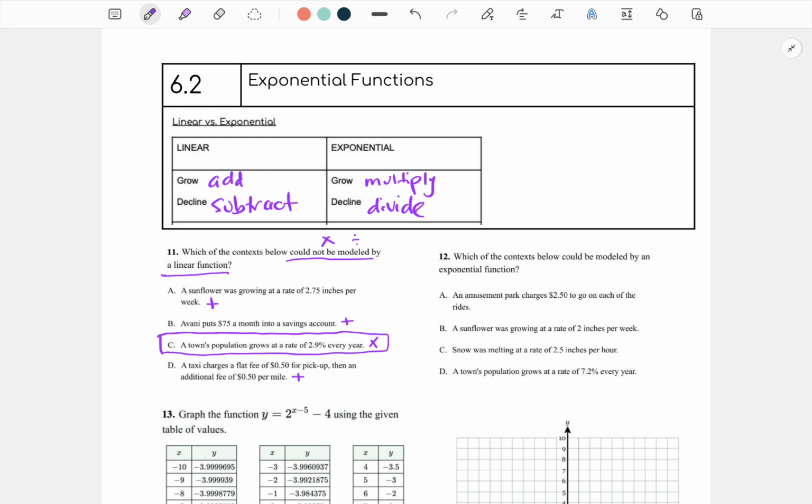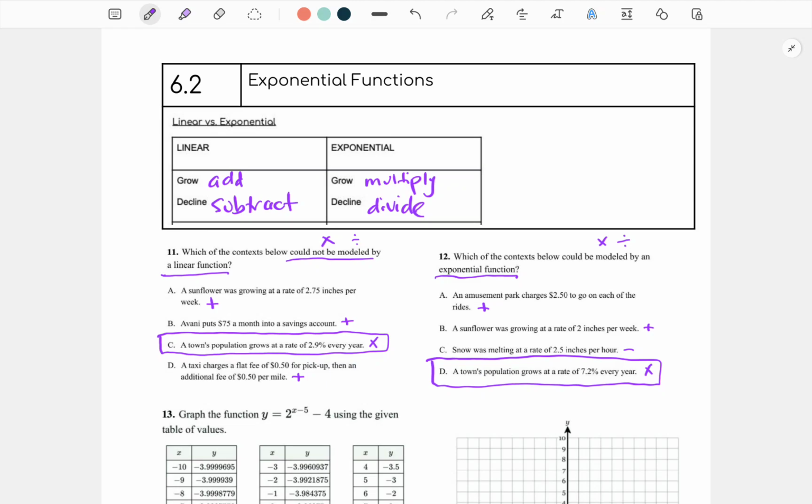So for number 12, which of the contexts below could be modeled by an exponential function? So this is the same thing. So multiplying or dividing. So an amusement park charging $250 to go on each of the rides, that's adding. The sunflower growing again, that's adding. Snow melting, that's subtracting. And then the town's population grows at a rate of 7% every year. So these are very, very similar. I did not mean to do that. But on the test, it could be anything, right? It could be linear, not linear, exponential, not exponential. Just look for those keywords, try to identify the operations, and then go from there.